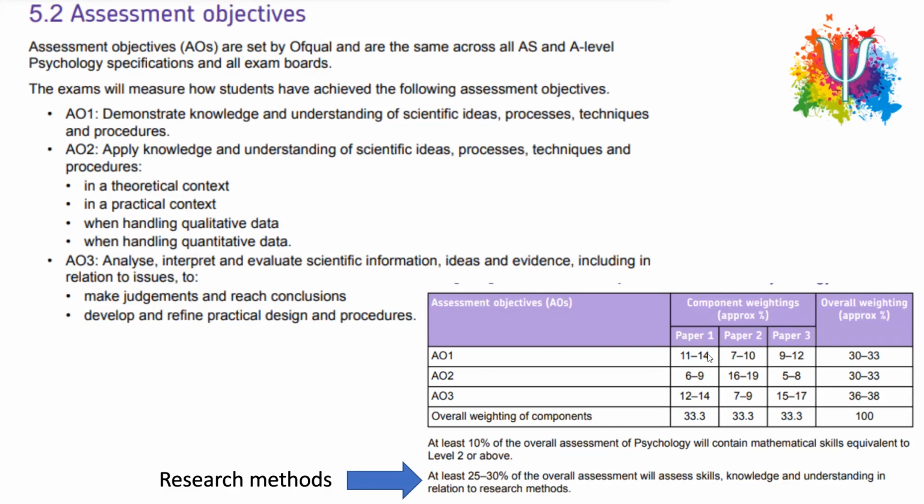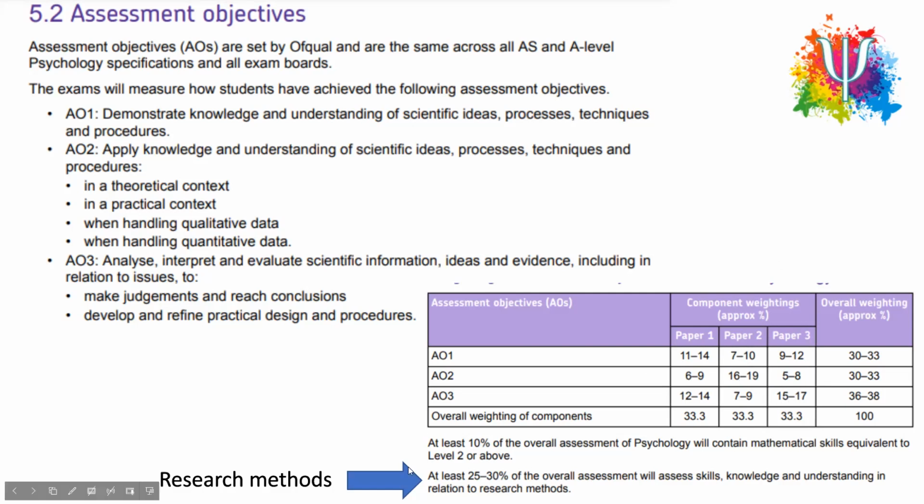The other thing that's interesting on this slide is to notice how the AOs vary according to the papers. So you can see how in your paper 1, there is a balance between AO1, AO2, and AO3, which is different to your paper 2. In paper 2, you are required to have a lot more application skills. And then in your paper 3, there is a heavier focus on evaluation. Okay, so this is why we spend a lot of our time developing applying and evaluating, because it's not just about the knowledge.